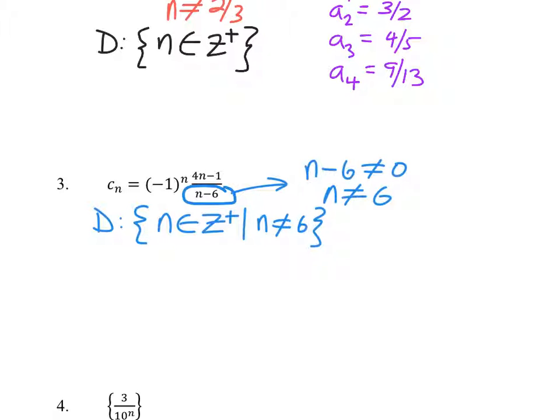Now, they're asking us to list out the first 4 terms of the sequence. So it turns out that n equals 6 is going to be irrelevant anyway. But if I had to list out more than 4 terms, 5, 6, 10, 20 terms, I could run into a problem in that my sequence would actually skip a value.